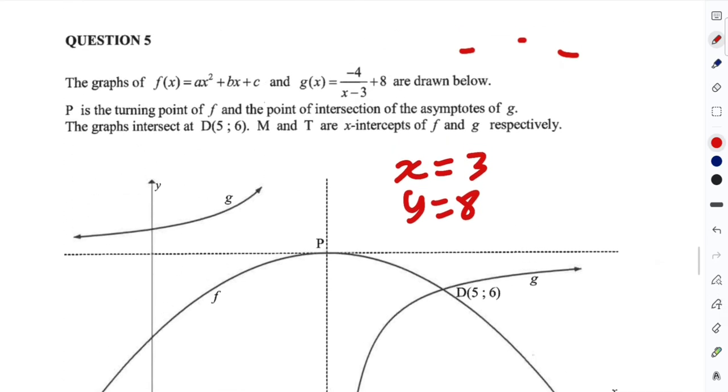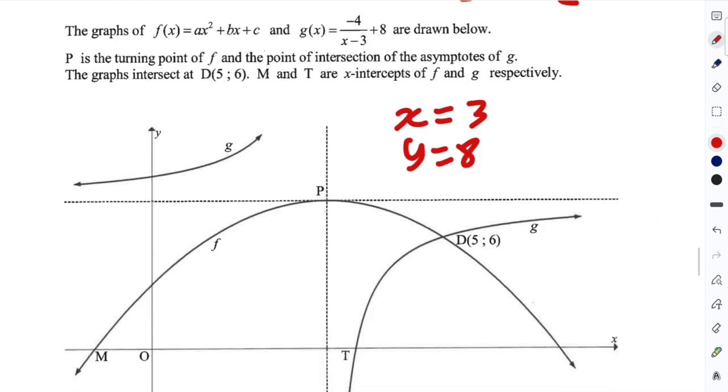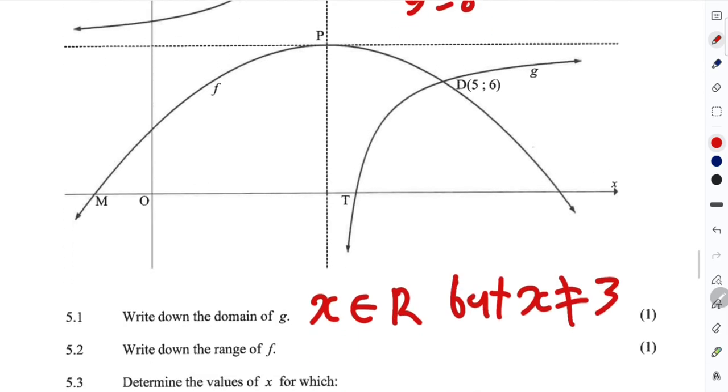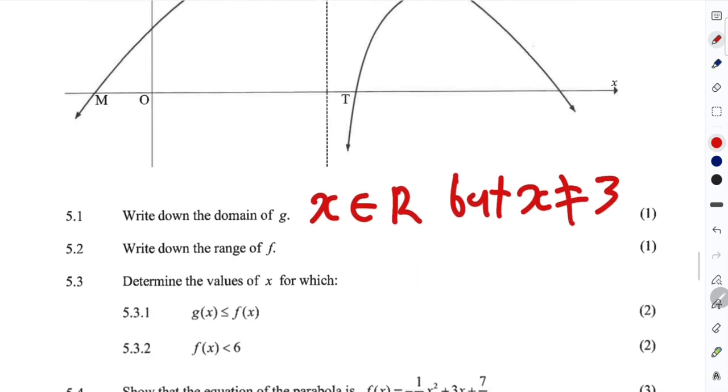That will be my domain. What about the range? They are not looking for the range for g, but for f, which is the parabola. And I can see the turning point is where the two asymptotes intersect, where x equals 3 and y equals 8. So the x value of my turning point is 3, the y value is 8. Now I'm looking at the range, which is the vertical. So it's going to go to negative infinity, but it ends where y equals 8.